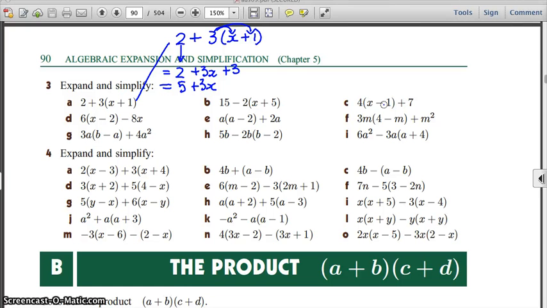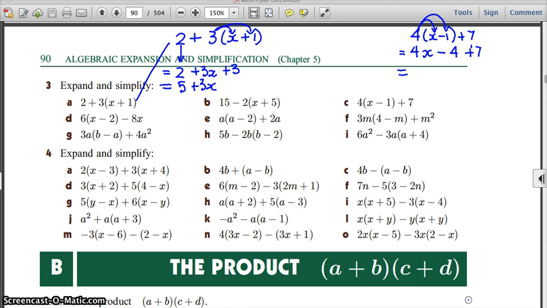Let's look at one where there's a negative in there. 4x take 1 plus 7. Okay. 4 times x gives us 4x. 4 times negative 1 gives us negative 4. Just bring that down, just like we did with the 2. It's outside of the realms of that, so let's just bring it down. Then we can collect like terms.